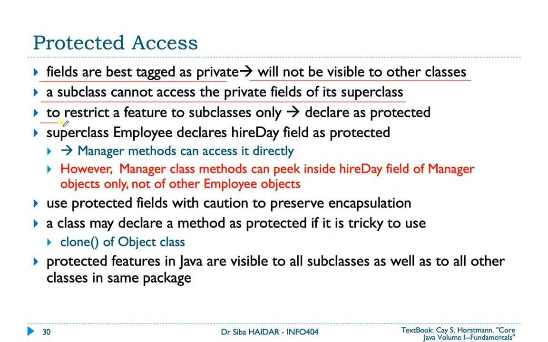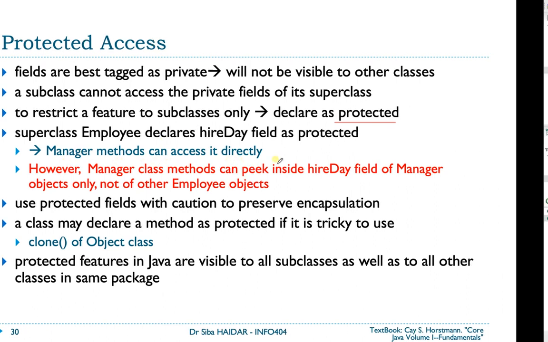So sometimes, some rare times, you have a feature that must be accessed by the subclasses. By feature I mean either a method or a field. In order to let the children classes access this feature, you can declare it as protected. For example, if the superclass Employee declares the hireDay field as protected, then the Manager methods can access it directly.